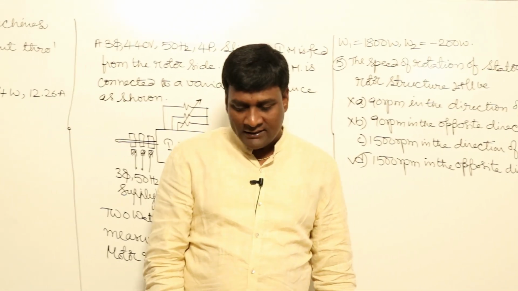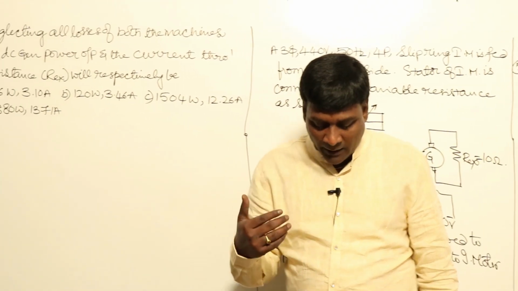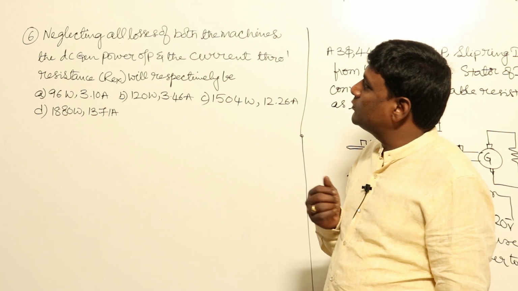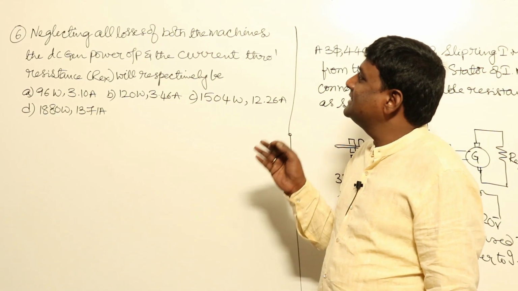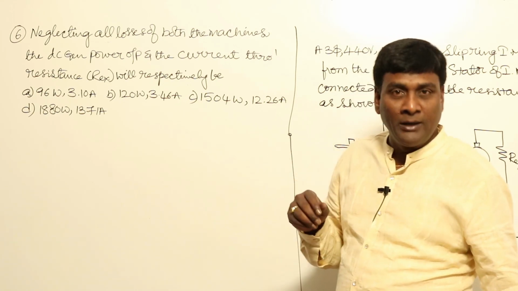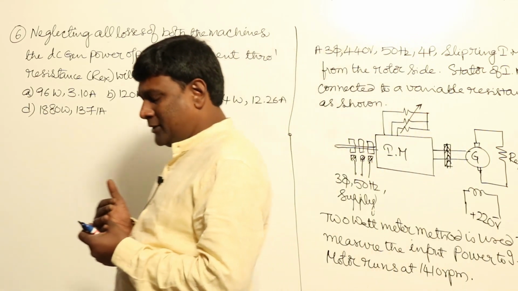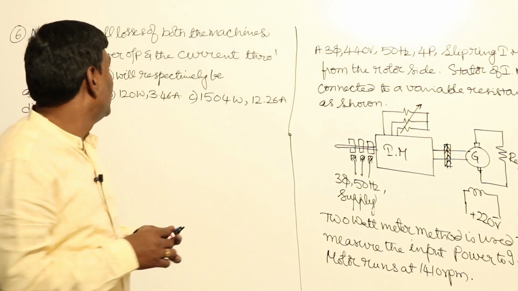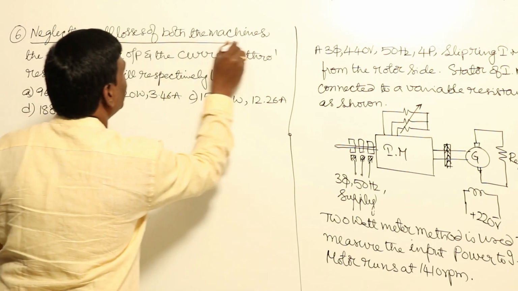Now, let us see one more question. Of course, this is a common data question actually. In the next question, they asked: neglecting all losses of both the machines, the DC generator power output, the current through the resistance Rex will be. See here, they said neglecting all losses of both the machines.